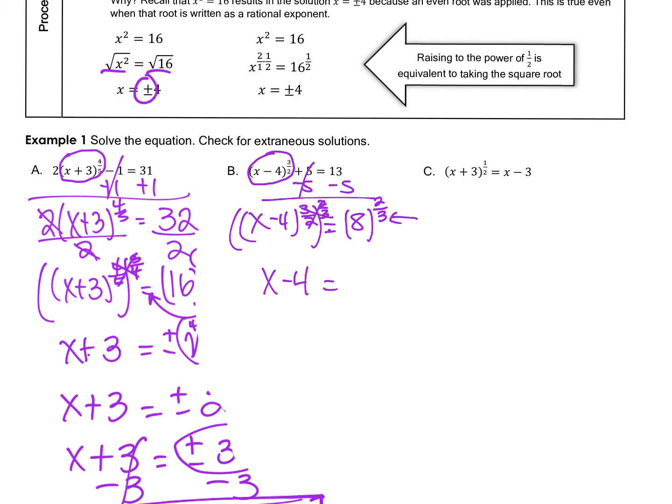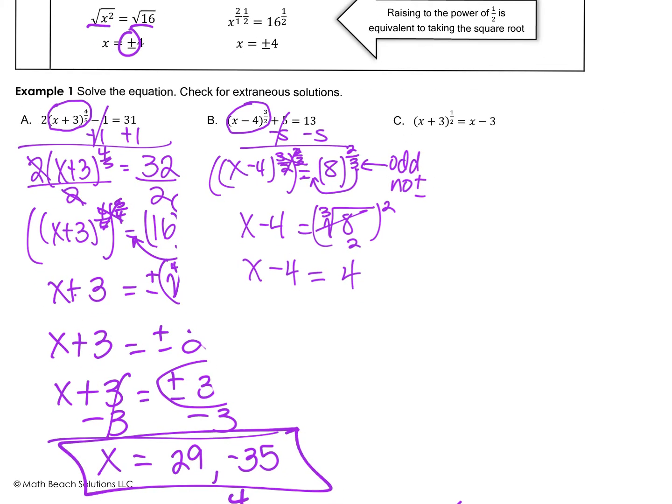Now notice right here this denominator is odd, which means you do not need a plus and a minus. So I'm going to rewrite this. Remember, this is my index, so I'm going to take the cube root of 8, and then I have to square it. So the cube root of 8, you should be able to do this in your head, is 2, but 2 squared is 4. So we add 4 to both sides, and we get x equals 8.